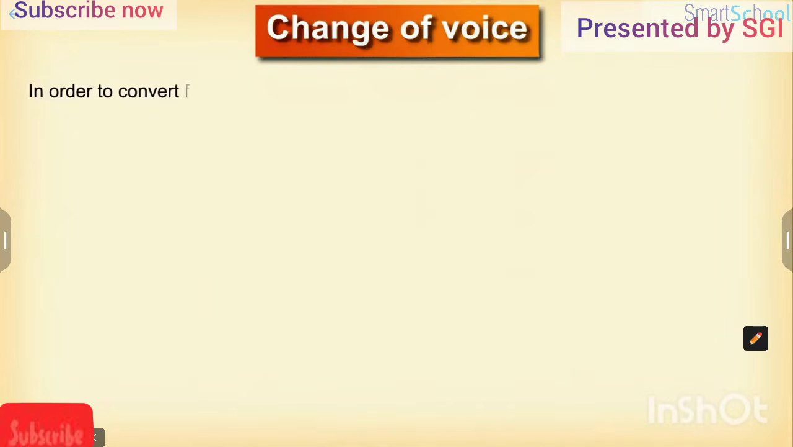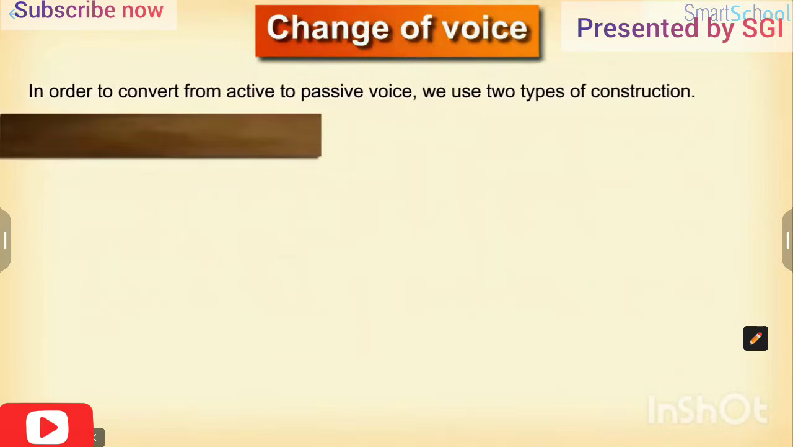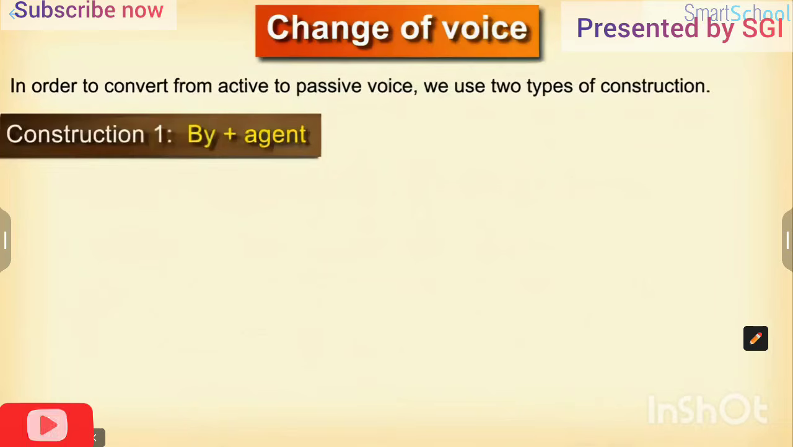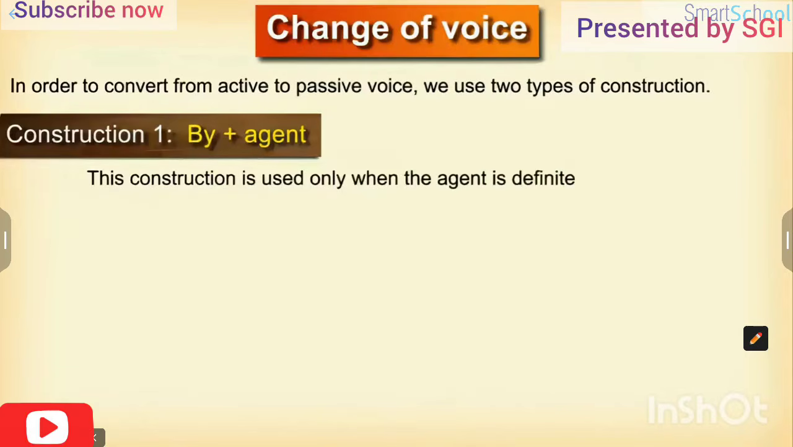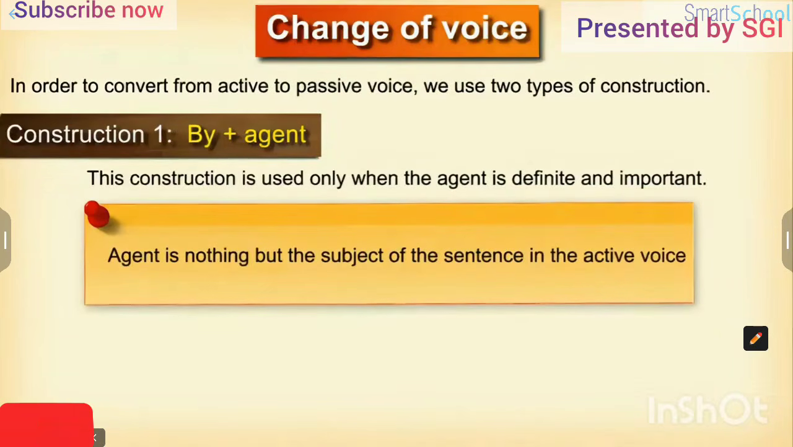In order to convert from active to passive voice, we use two types of constructions. Construction 1. By plus agent. This construction is used only when the agent is definite and important. Note, agent is nothing but the subject of the sentence in the active voice.